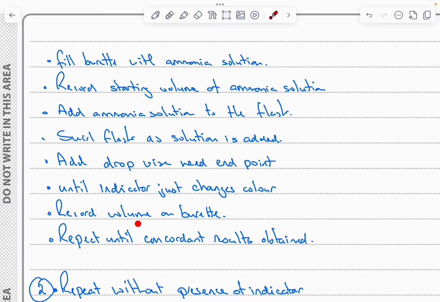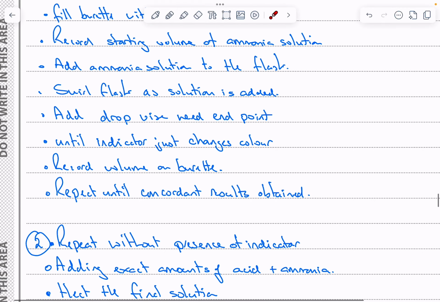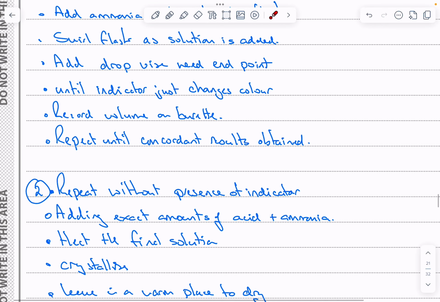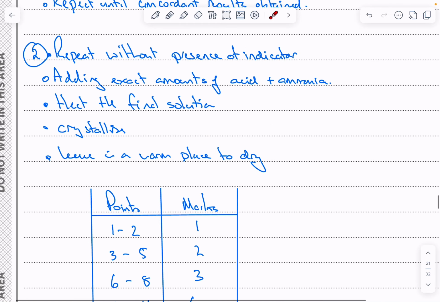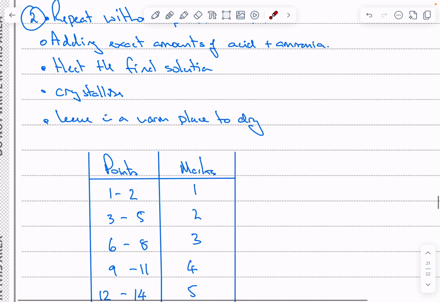We can use that to work out how much is being added, and then we repeat that until we get concordant results. That means 2 results that are similar to each other. Once we've done that, we then repeat without our indicator, and we add the exact amounts of acid and ammonia to the solutions. The final solution will have the salt in it. We have to heat it, evaporate it, then crystallize, and then leave it in a warm place to dry and get the crystals.